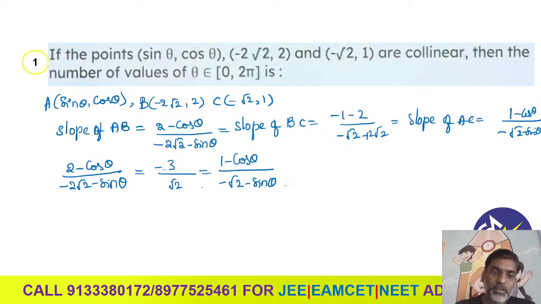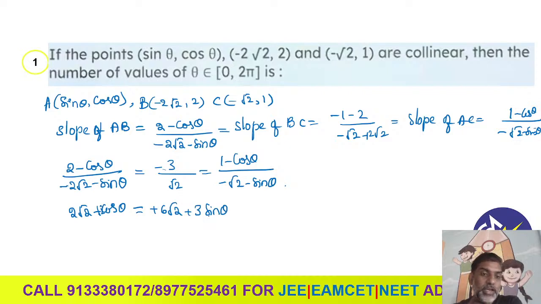Okay, now let us take any two and simplify. First, let us take the first two. Then what do you get? 2 root 2 minus cos theta minus 2 minus root 2 times cos theta equals plus 6 root 2 plus 3 sin theta.